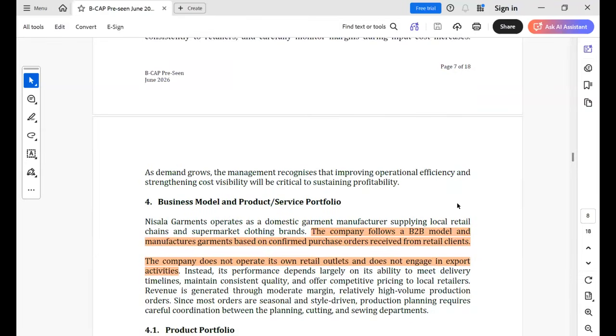As demand grows, the management recognizes that improving operational efficiency and strengthening cost visibility will be critical to sustaining profitability, right? So you must have very clear cost visibility. Because before you make the product, you do the pre-costing, no? So you would have learned it. We call it pre-costing. Based on the pre-costing, the marketing department goes to the market and takes the orders. Then once you produce it, you have actual accounts.